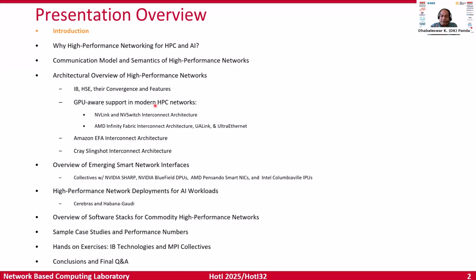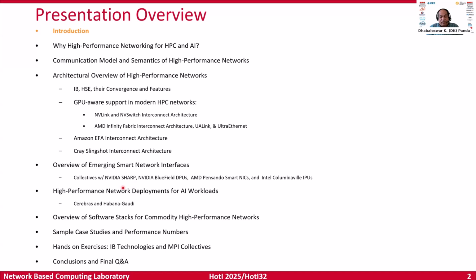We'll not repeat each and everything. For example, we'll see how in the cloud environment Amazon has its own adapter, the Elastic Fabric Adapter, what its features are, and how they are different. Then we'll take a look at the Cray Slingshot, which is extensively used in a lot of Top500 systems, and see what its features are. Once we take a look at these basic concepts, both in scale-up and scale-out, we'll look at some of the smart network interfaces. These are the new directions which are coming up.